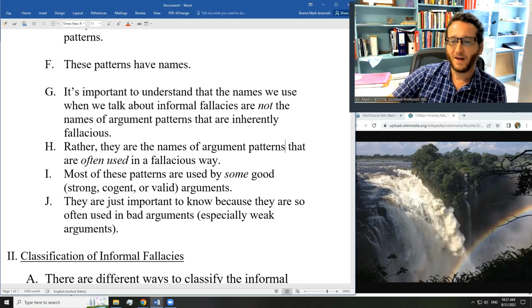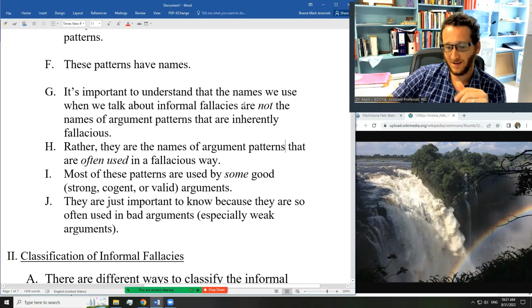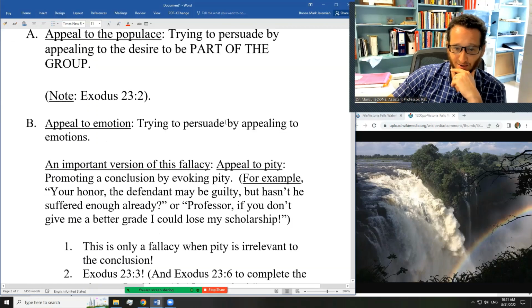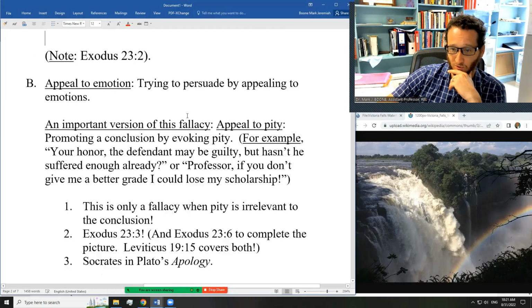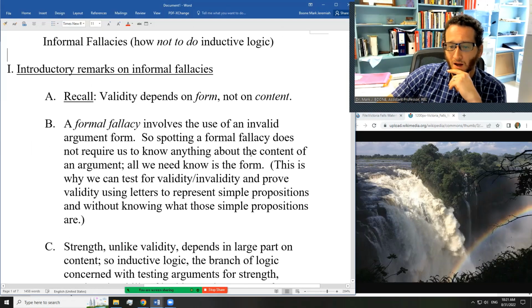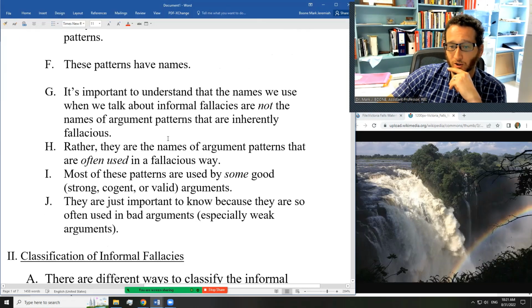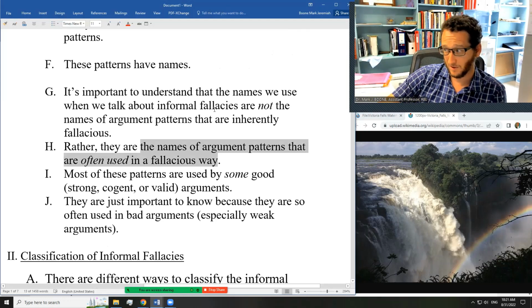We'll do it this way. We are using names like ad hominem fallacy, ad populum fallacy. Let's just scroll down because my brain's freezing. Appeal to pity, appeal to emotion, strawman fallacy, appeal to force. All of these are names of argument patterns that are often used in a fallacious way. But not every ad hominem attack is necessarily fallacious. Not every appeal to force is fallacious. Not every appeal to pity is fallacious, etc., etc.